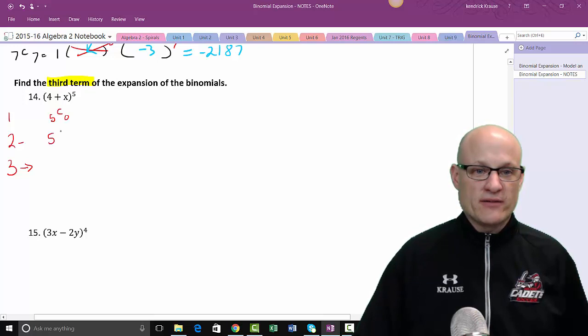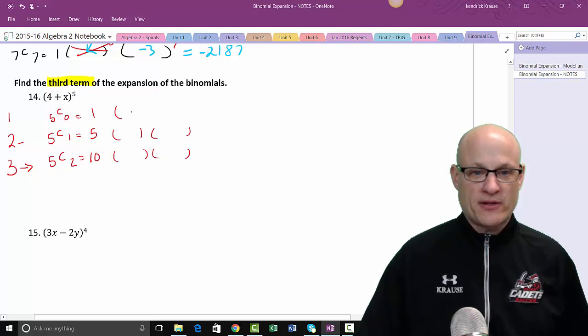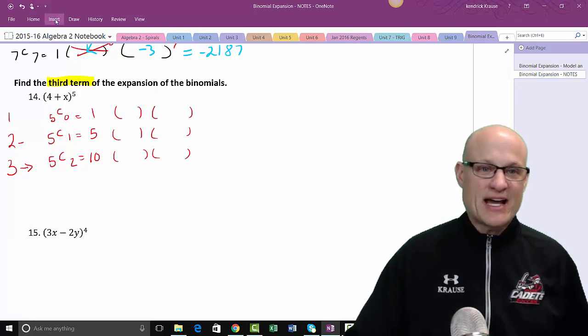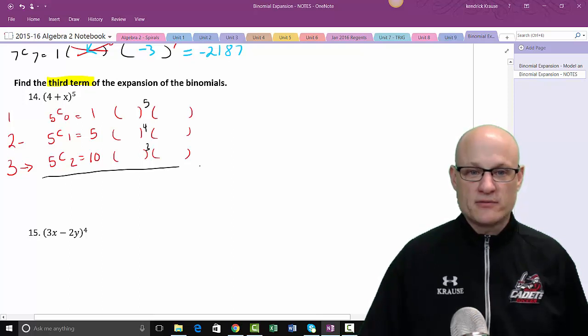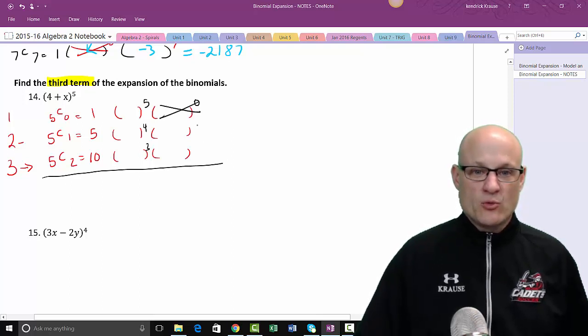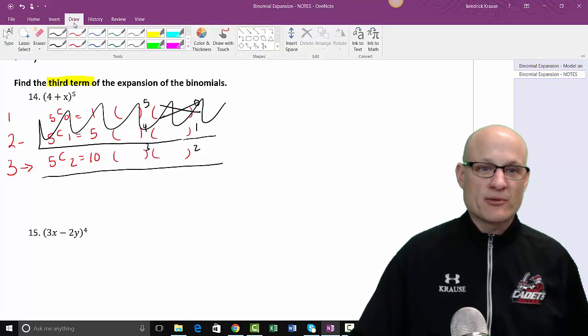5C0, 5C1, 5C2. We're going to stop. This is 1. This is 5. And if you did 5C2 on your calculator, you'd get 10. This is the only one I care about, but I'm going to put these parentheses because you'll see why in a minute, just to help me with the exponents. And this exponent starts 5, 4, 3. Remember, this is the one I want. 0, don't need it. 1, 2. So I don't care about any of this stuff. All I care about is this one right here. So that's the only one I'm going to work with.